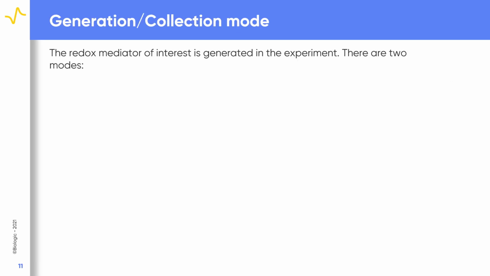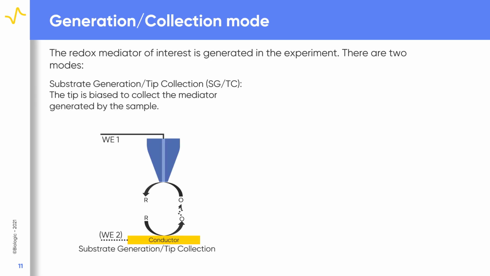The next most common mode is generation collection mode. In this mode, the redox mediator of interest is generated during the experiment. There are two types of generation collection mode. The most common form is substrate generation tip collection mode, in which the tip is biased to interact with a mediator generated by the sample. The sample may be freely active and generate the mediator in this way, or it may be connected to a potentiostat and biased to generate the mediator.